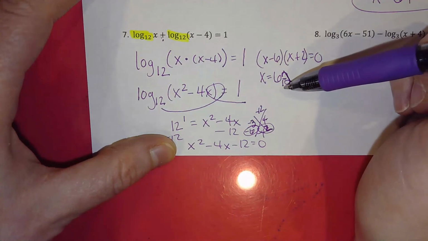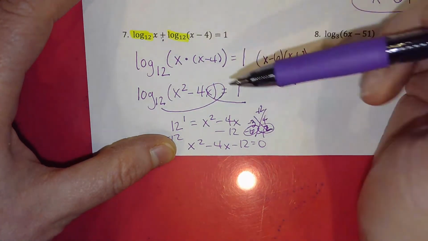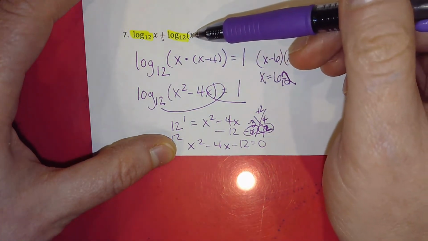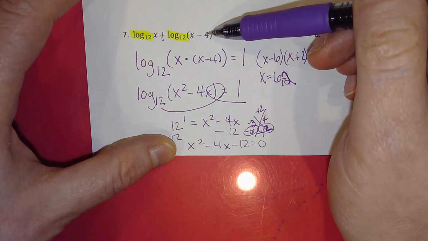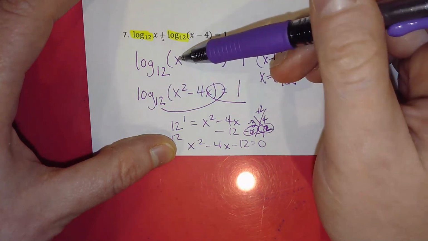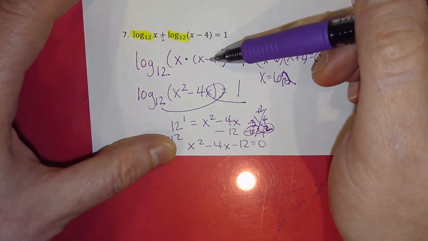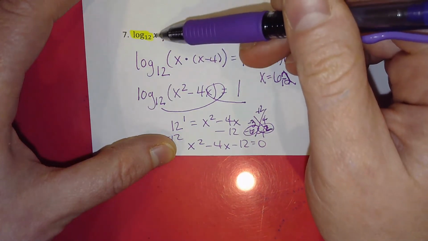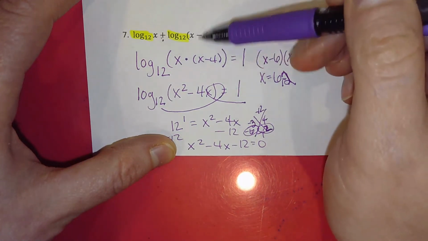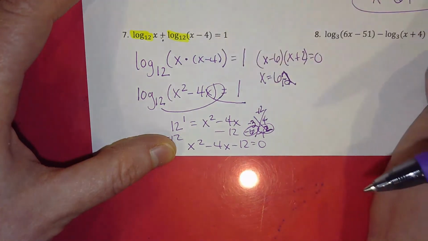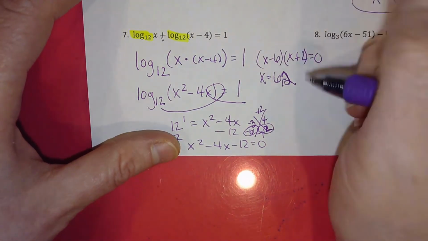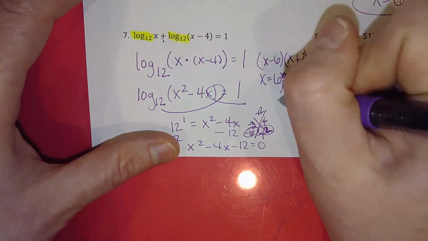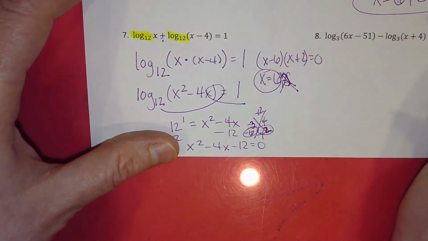Now if I plug in negative 2, does it work? Negative 2, and negative 2 minus 4 gets me negative 6. Well, negative 2 times negative 6 gets me 12, but before I got there, these values are negative because I plugged a negative 2 in, which means this answer doesn't work. My answer is only x equals 6.